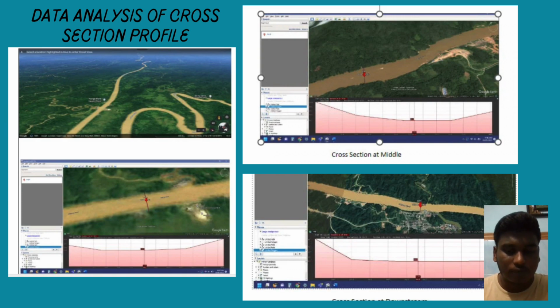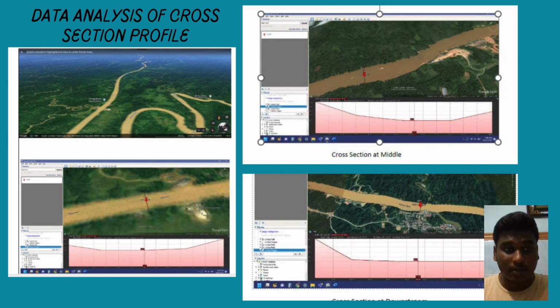Okay, so after we find our mean rainfall, we got the arithmetic mean method, the Thiessen polygon, and the isohyetal method. Then next we calculate the water level data, so we use the formula to calculate the hydrograph.